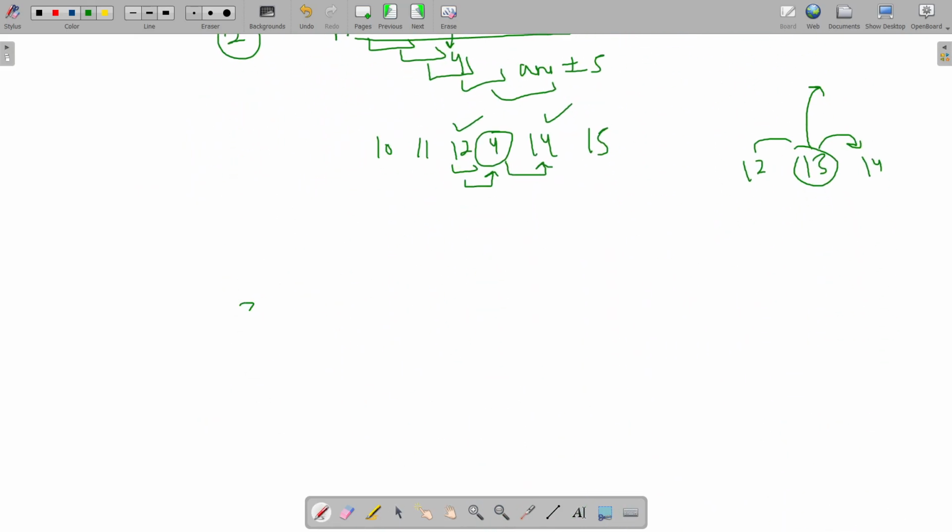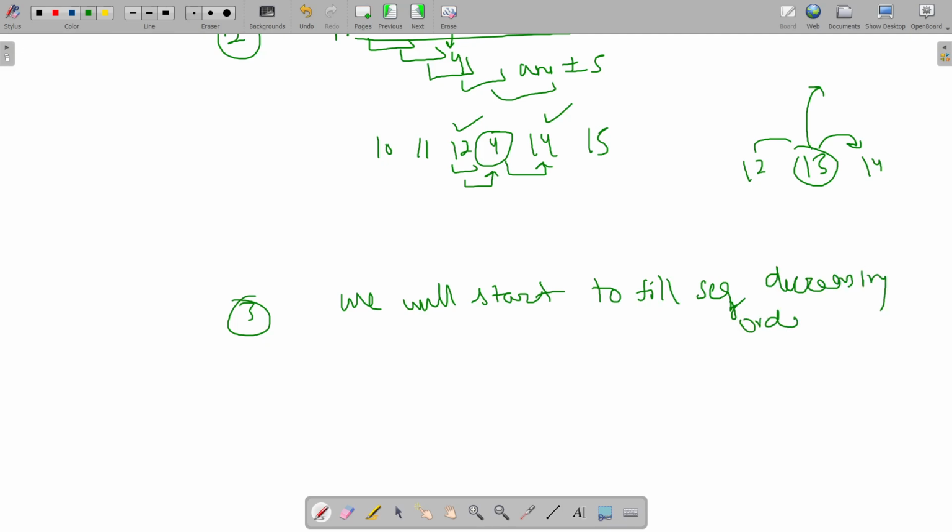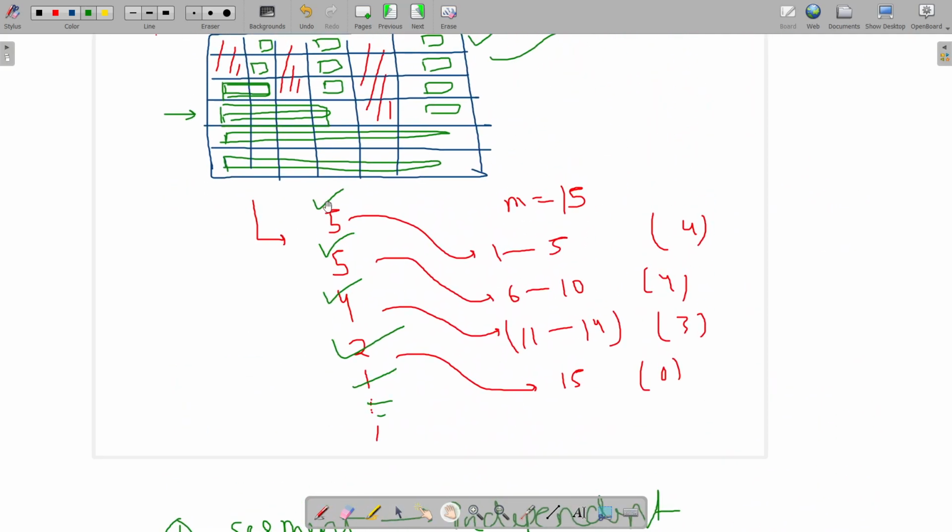Second, the third point is, we will start to fill the segments with the maximum length first. We will start to fill the segments in a decreasing order. And for example, in this configuration, we will first fill, suppose m was 15. So what I'm saying is that the optimal arrangement will look like this.